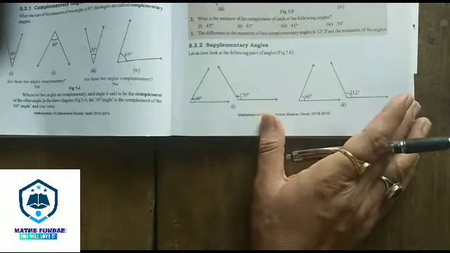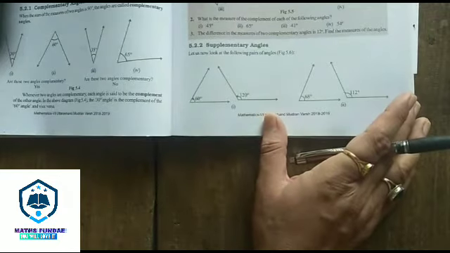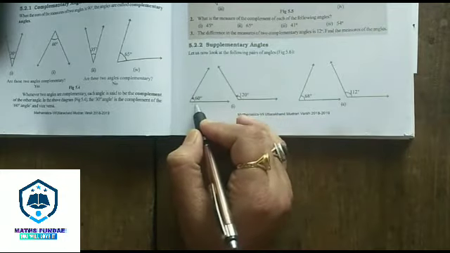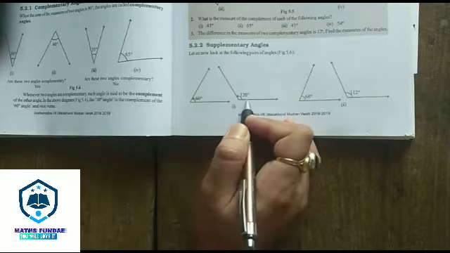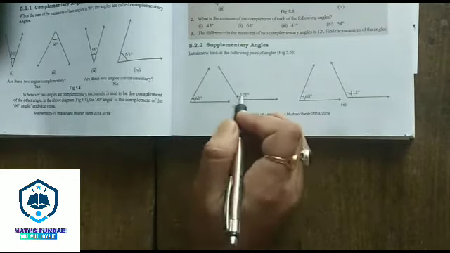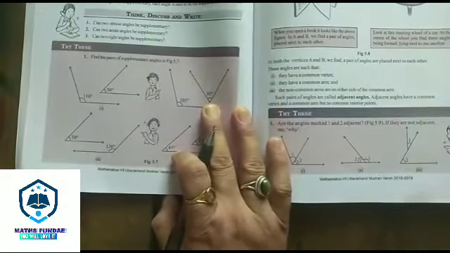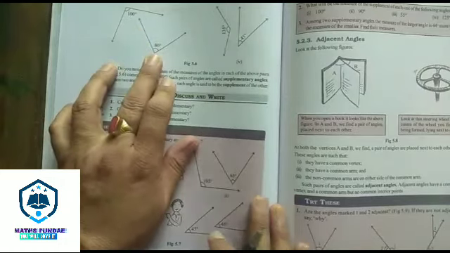Then we have the supplementary angle. Supplementary means when the sum of two angles is 180 degrees. You can see here 60 and 120: 60 plus 120 is 180, so these are examples of supplementary angles. Like 68 and 112, again their sum equals 180. More pairs you can see: 100 plus 80 is 180 degrees, 135 plus 45 is 180 degrees, likewise.